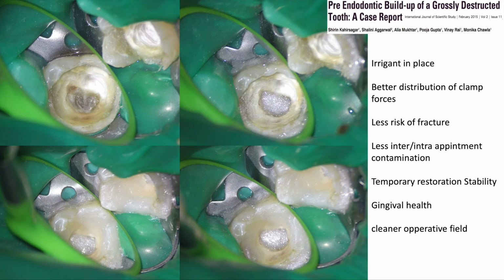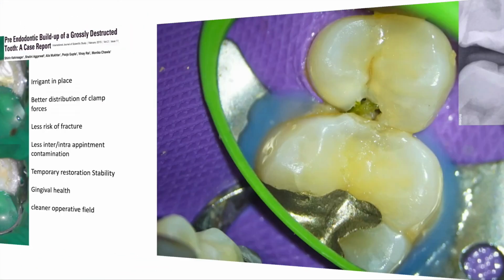The pre-endodontic core build-up will provide stability to the temporary restoration, and one of the most important factors is that it will maintain the gingival health because we will be able to restore the contact points and we will avoid the food impaction in that area. It will provide us also a cleaner operative field and we will be able to work much more comfortably.